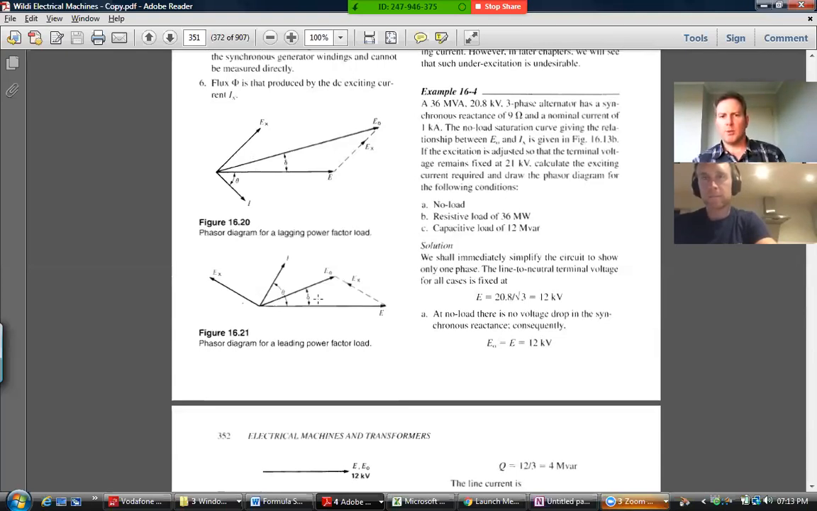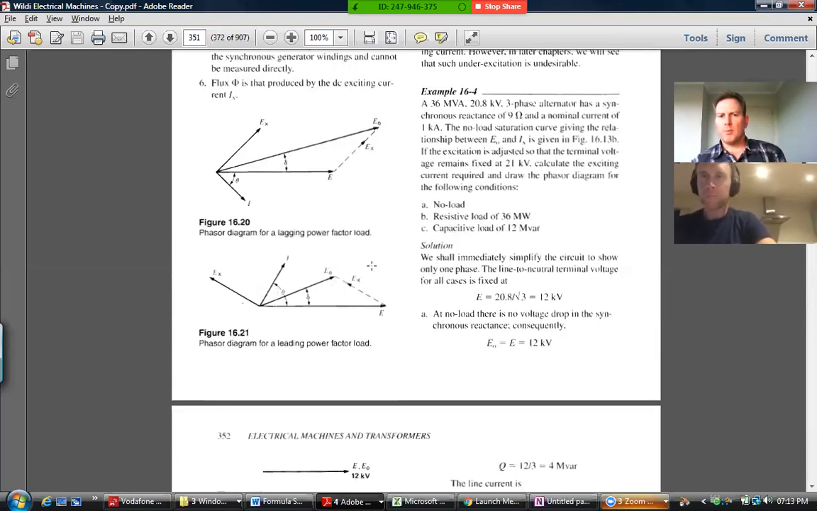This one, similar scenario, but this is with a capacitive load, where it actually turns out that E naught can be smaller than the terminal voltage because there's a bit of a partial resonance happening. But same procedure for working that out.